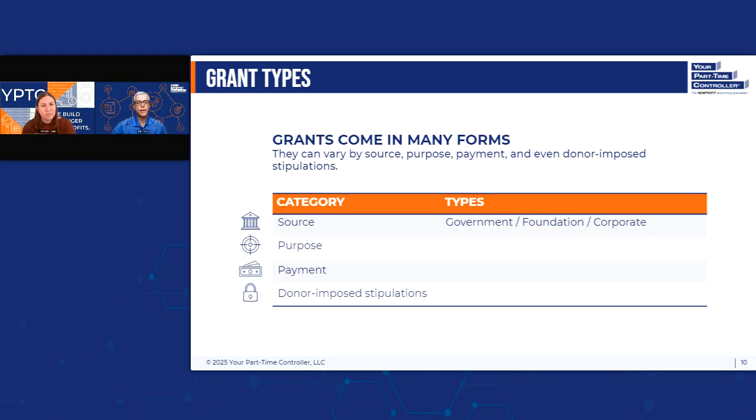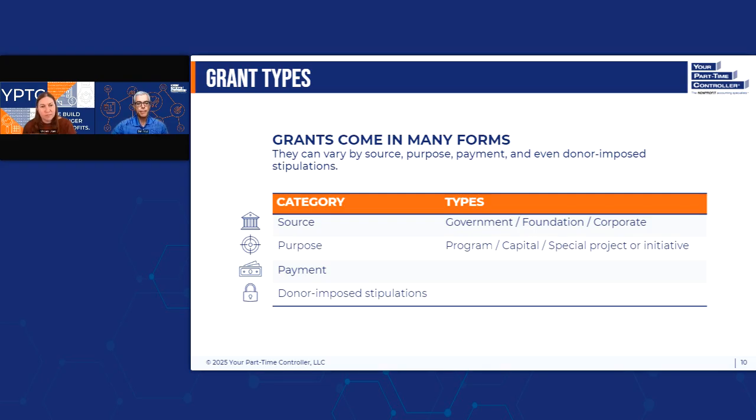Second is purpose. What is the grant for? Program grants fund ongoing activities or services. Capital grants support big ticket items like building renovations or equipment purchases. We've also seen clients receive grant funding for general operating support.